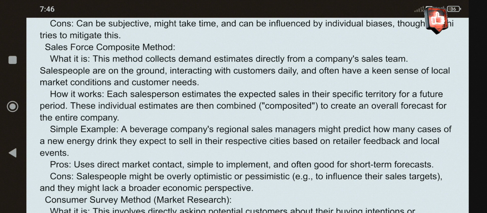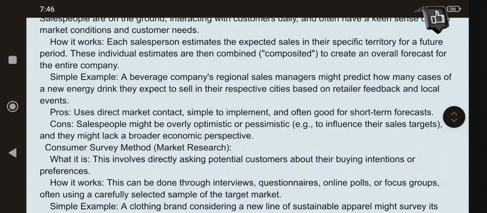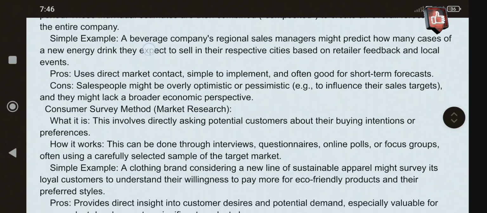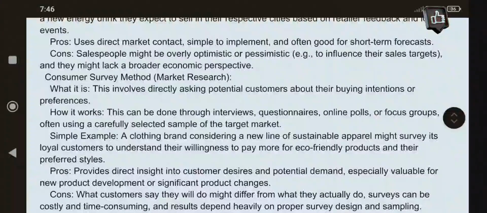Simple example: a beverage company's regional sales managers might predict how many cases of a new energy drink they expect to sell in their respective cities based on retailer feedback and local events. Pros: uses direct market contact, simple to implement, and often good for short-term forecasts. Cons: salespeople might be overly optimistic or pessimistic, e.g., to influence their sales targets, and they might lack a broader economic perspective.